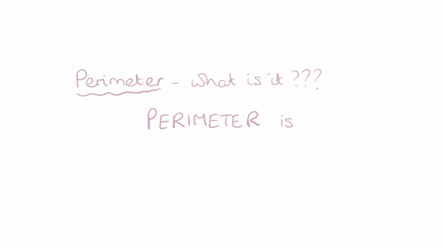So first of all, we need to know what perimeter is. So have a think for a moment. Do you know what perimeter means? Do you know how to find perimeter? Well, remember the word rim is in perimeter and the rim of a shape is the outside of it, isn't it?